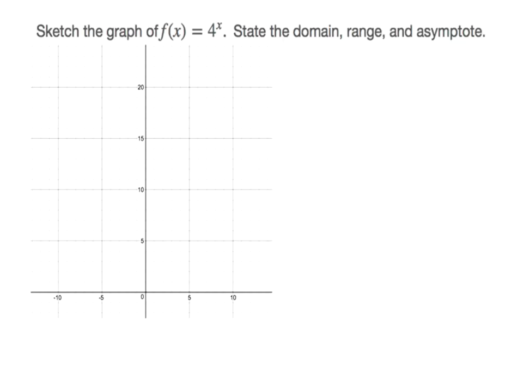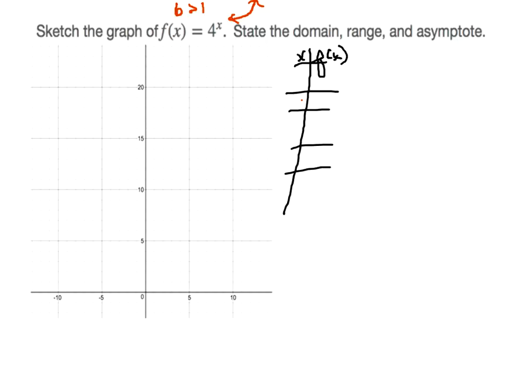Okay, so now notice we have a b that is greater than 1, so we should expect an increasing function here. I'm going to do the same thing, set up an xy table. X, f of x. 1, 2, 3, 4. I'm going to have 0, 1 in the center. Negative 2, negative 1, 1, 2.